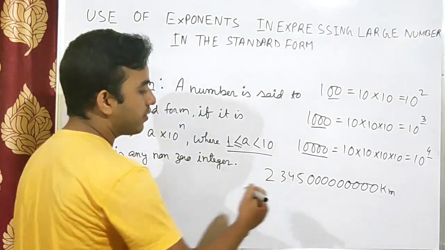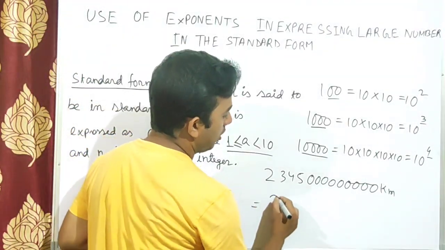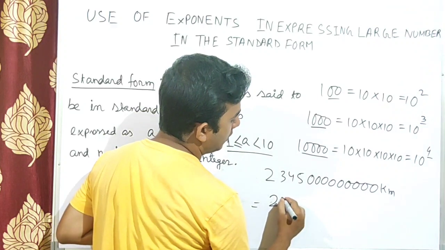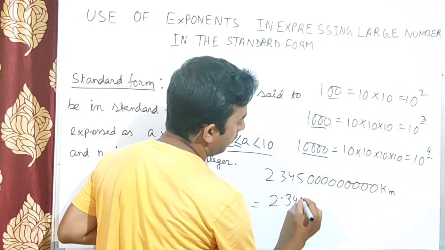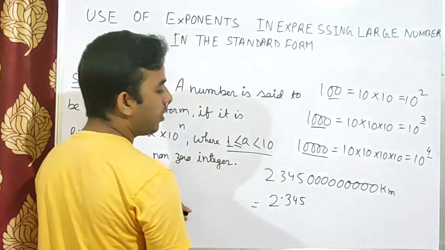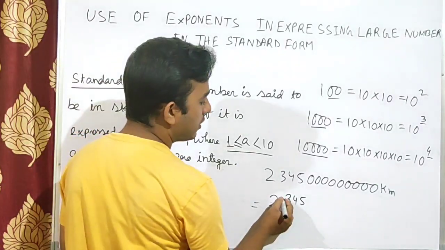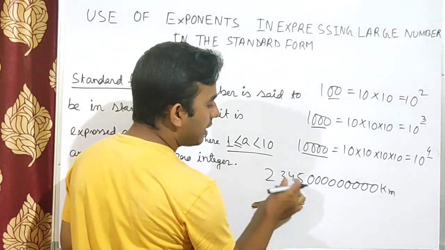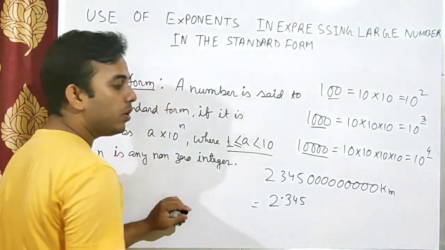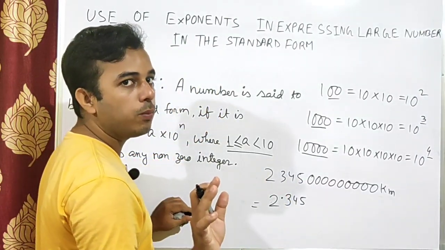So here let us consider the number as 2.345. What we have done? We have given a point, isn't it? Now here, is there any point? No. We don't have any point, isn't it?